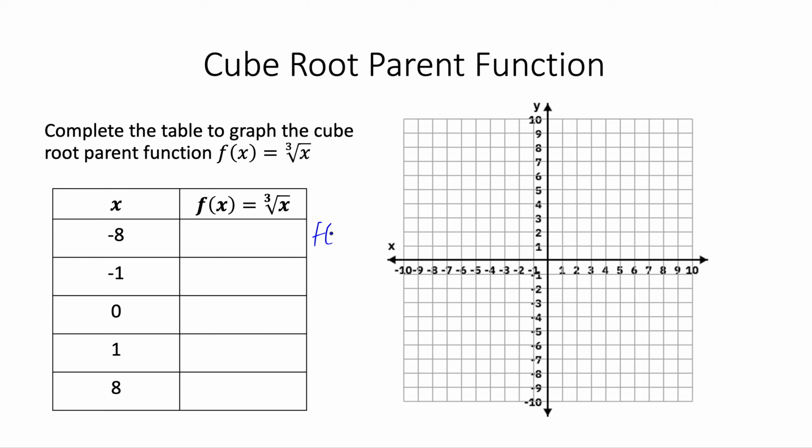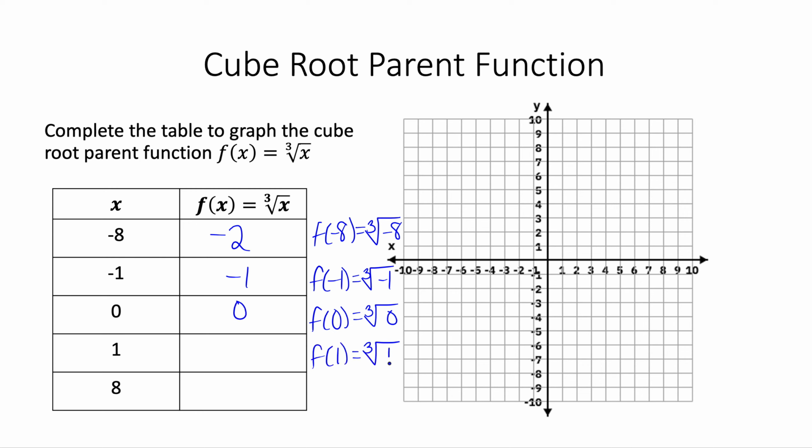So if we start off with f of negative 8, that is the cube root of negative 8, which is negative 2. Then we have f of negative 1, which is the cube root of negative 1, which is negative 1. Then we have f of 0, which is the cube root of 0, so that's 0. And then we have f of 1, which is the cube root of 1, so that's 1. And then we have f of 8, which is the cube root of 8, so that is 2.